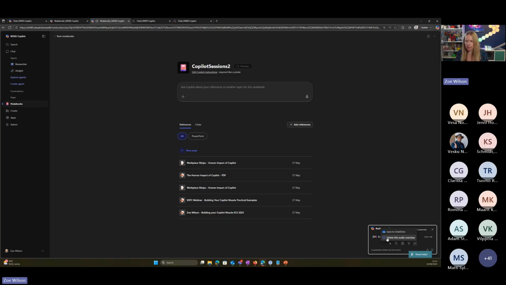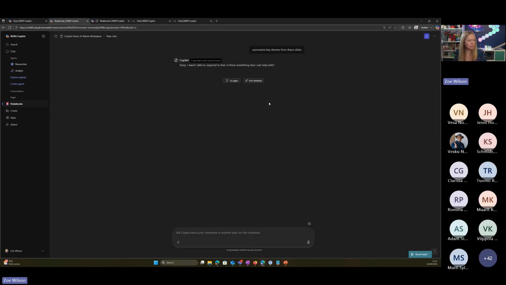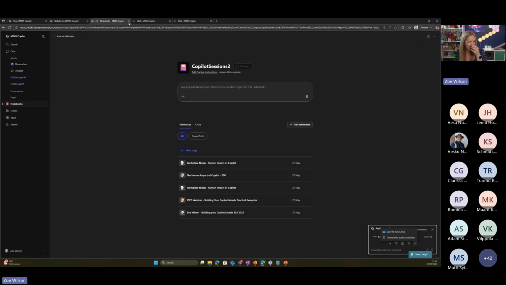So you can't create new notebooks on the mobile app. I don't think you can add content and things like that. But if you have an existing notebook, you can go in, you can ask it questions, you can listen to the audio overview on mobile. So as well as the limitations in terms of references, there are additional limitations to be aware of for mobile use as well. And so that bombed out.